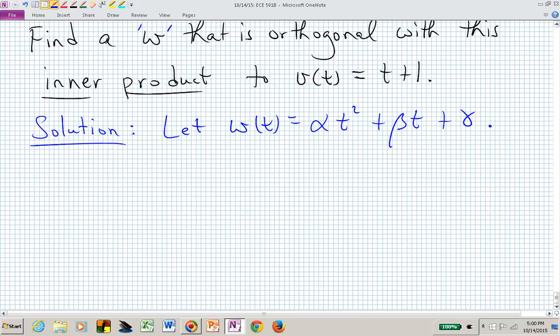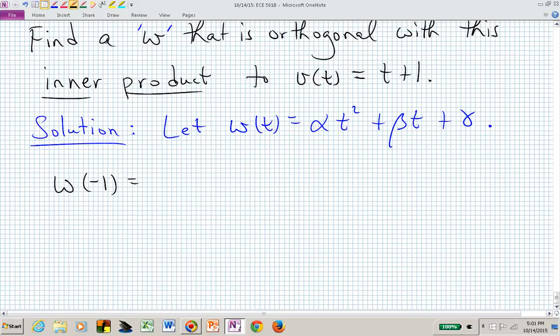And with this inner product, we don't have to integrate, but we do need to examine what our vectors look like at those points that we've agreed to sample at. Now, what's W evaluated at -1? Again, alpha, beta, and gamma are three unknown coefficients we are trying to find that will guarantee that W is orthogonal to V.